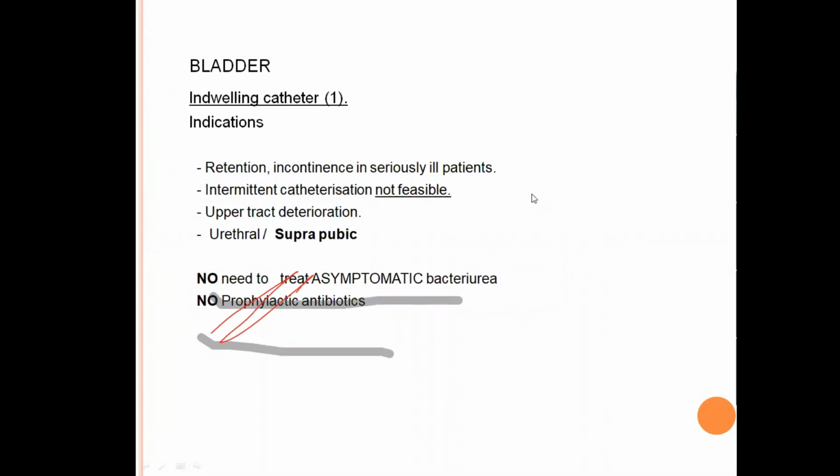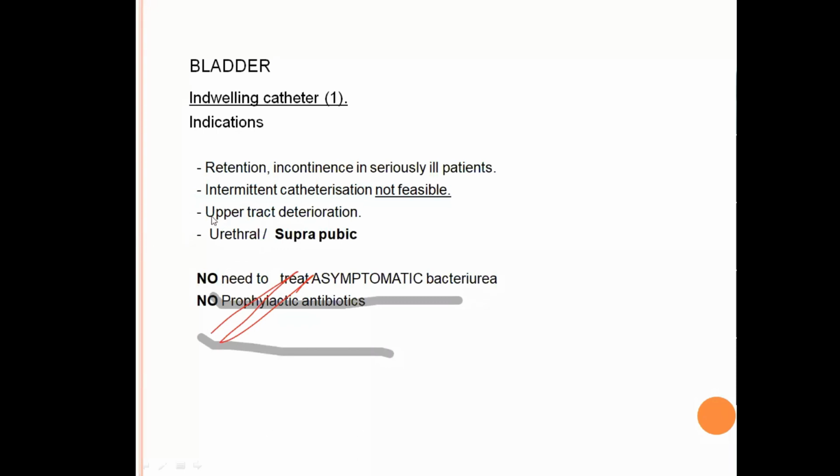When do we use an indwelling catheter? Whenever the intermittent catheter is not possible. Either it is not possible because the patient has upper limb paralysis, or it is not possible because he is not able to understand, or he simply does not want to do it himself. So in that situation, an indwelling catheter has to be used.